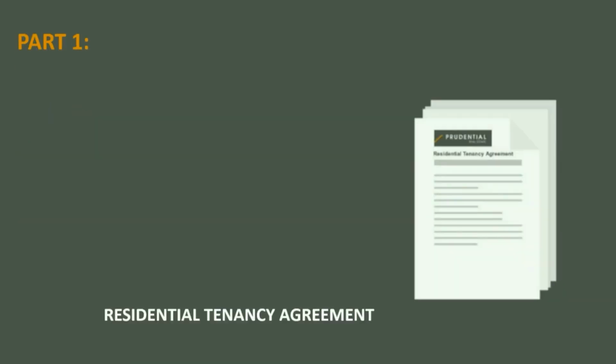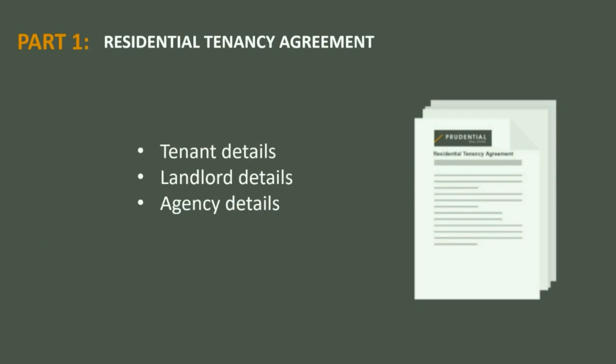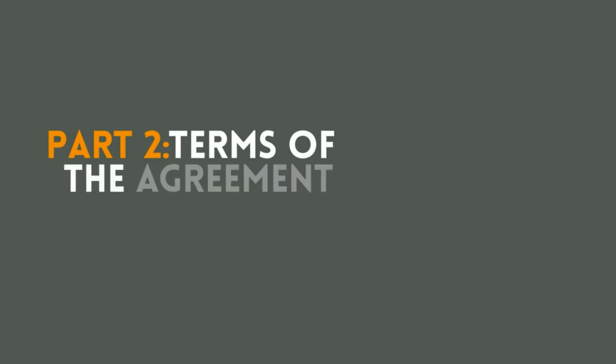Part 1, the residential tenancy agreement. This sets out the tenant details, the landlord details, the agency details, the rent to be paid, etc. It is important that this document is read carefully to identify and correct any errors. Part 2 contains the terms of the agreement.